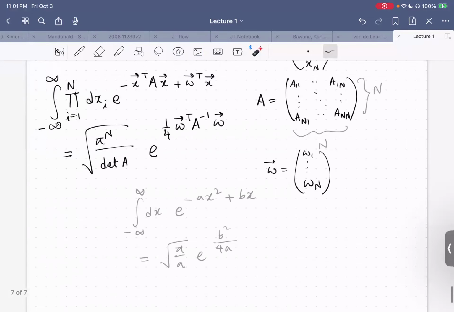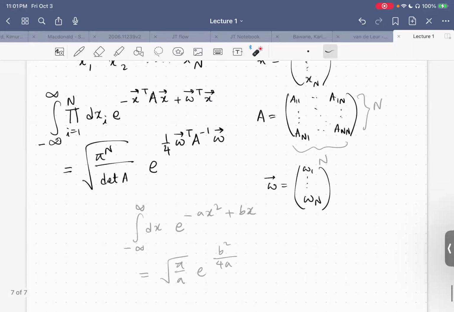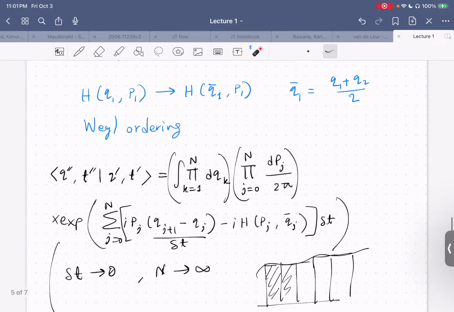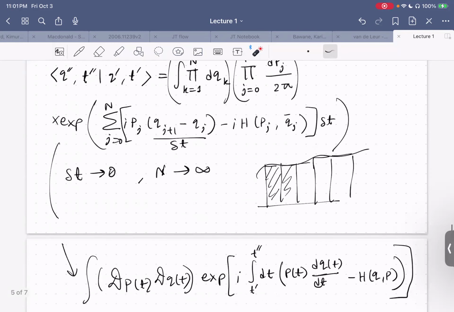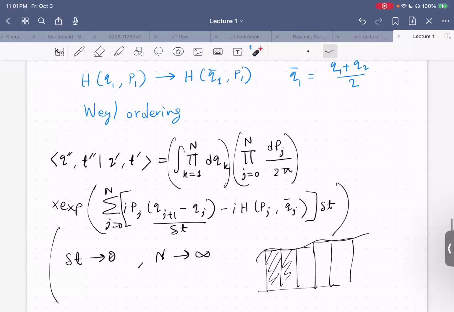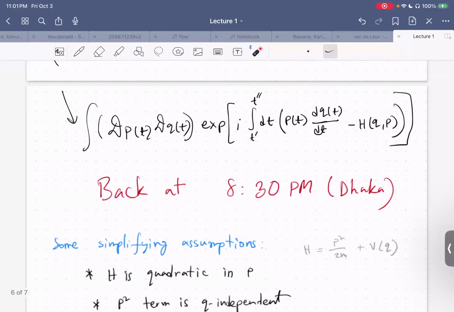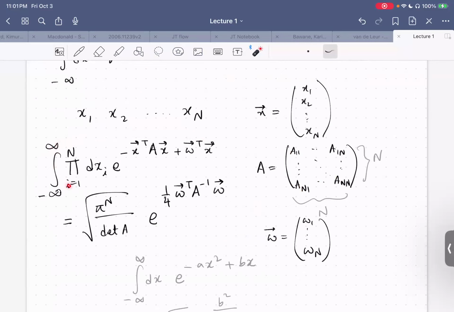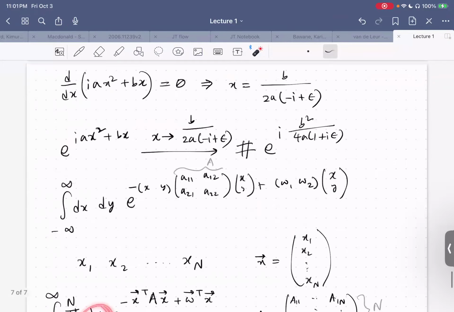Now, this is rather similar to our discrete formula, this kind of formula. If you assume that this Hamiltonian is quadratic in P, and then you write the quadratic terms, this will look very similar to this expression, right? Because here you had n variables, and here you had something that was quadratic and depended on all of those n variables. But that's exactly what this is.